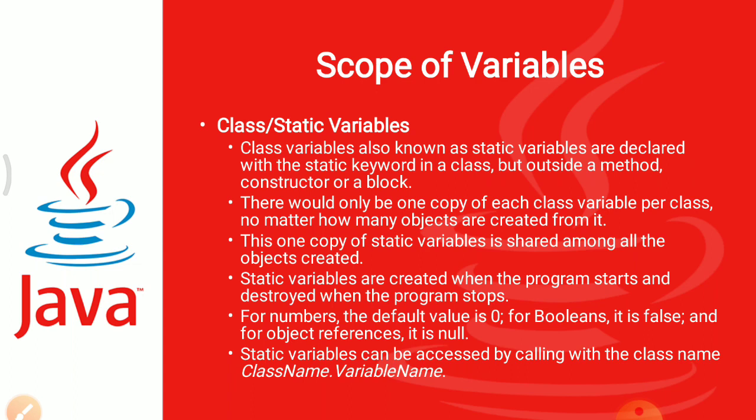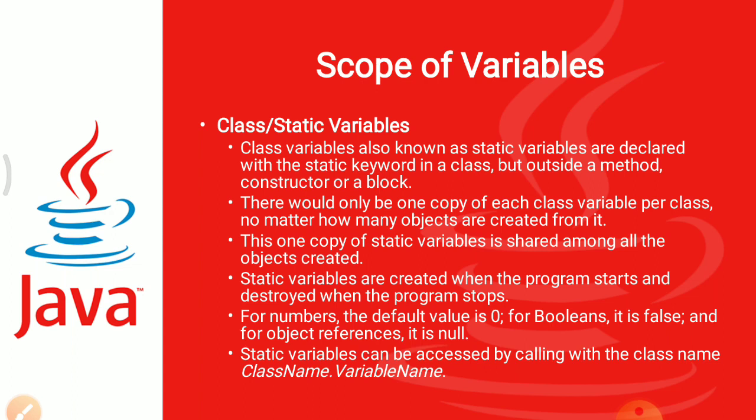After that, class or static variable. A class variable, also known as a static variable, is declared with the static keyword in a class, but outside a method, constructor or block. There would be one copy of each class variable per class, no matter how many objects are created from it. I already told you that if we declare a variable with the static keyword, there will be only one memory allocation for it. If you have created thousands of objects, irrespective of that, it has a single memory allocation.